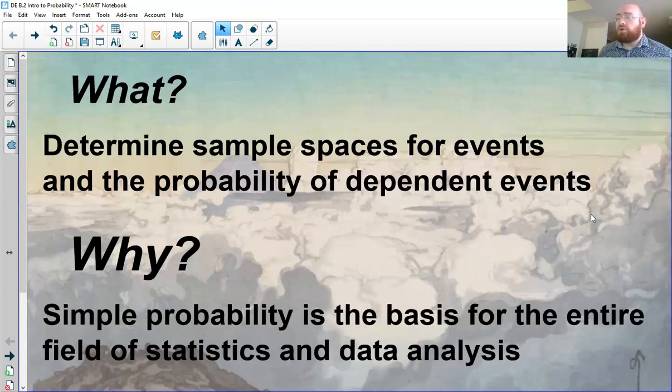The why. Probability is the basis for the entire field of statistics and data analysis. So it's incredibly important, although we will not get nearly as far as what you would see in a statistics class. We will be laying some of the foundation. And if you find this interesting, I really encourage you to take a statistics class later on.